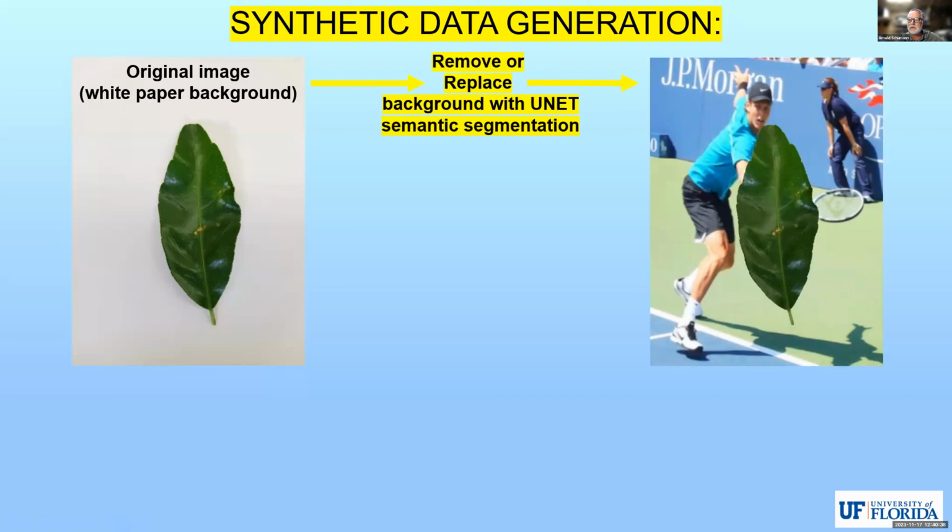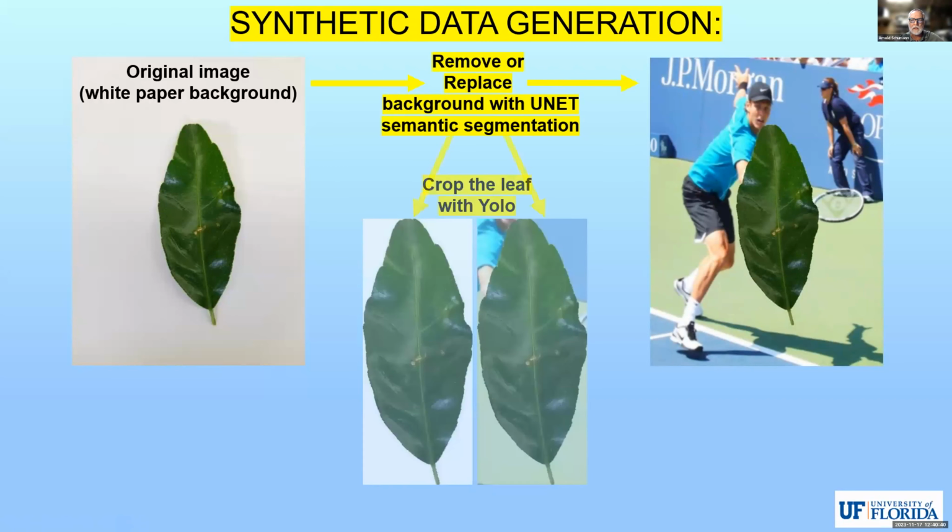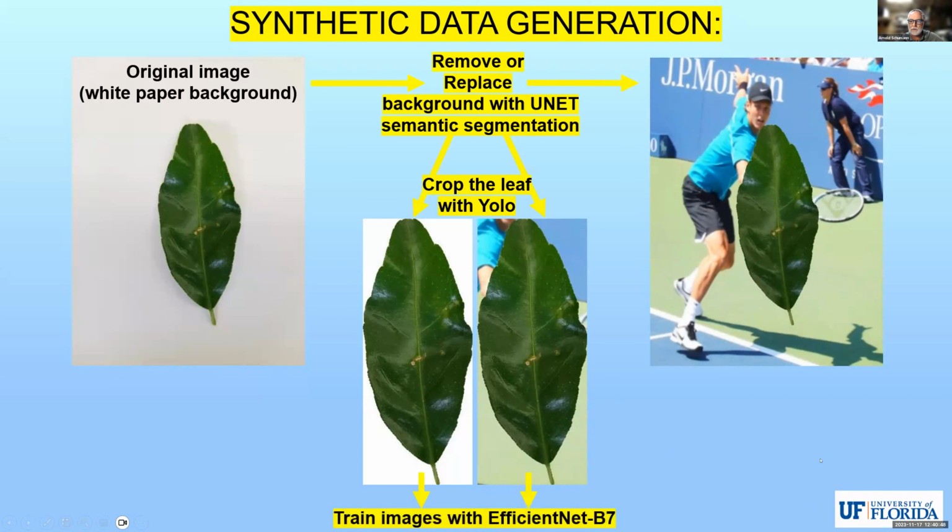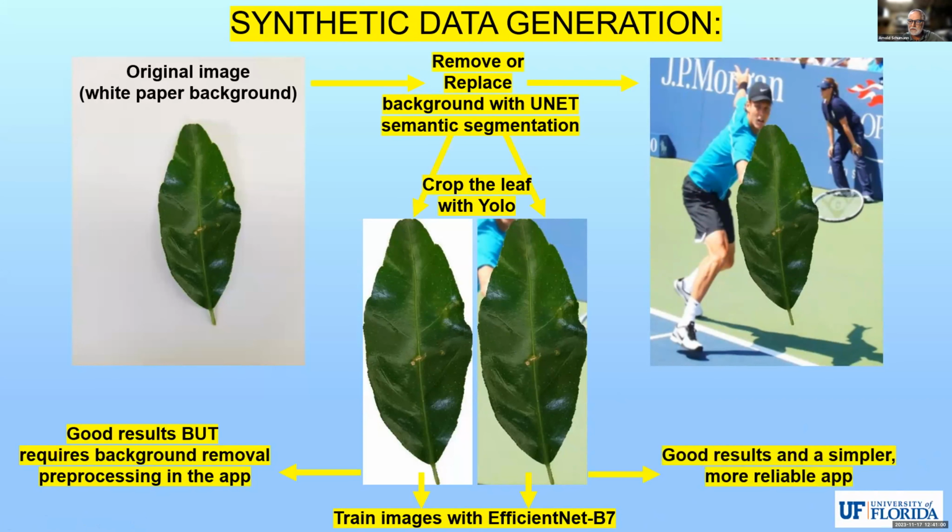And that's superimposed onto a person playing tennis. I use the model UNet, semantic segmentation. You can also automate the cropping process with YOLO if you want. Then my ultimate image classification model that I used for the leaf diagnosis model was EfficientNet B7. So that's where it ultimately ends up.